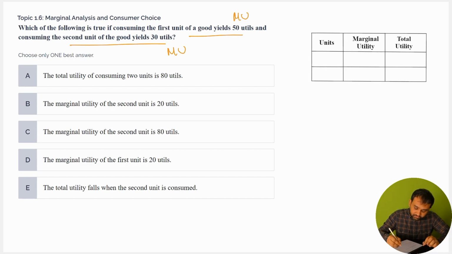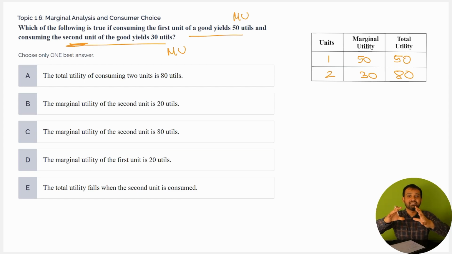So when you consume the first unit, you get 50 utils. Then your total utility is also 50, because so far you have only consumed 1 unit, and that unit's marginal utility is what you have got in total. Now, the second unit alone is giving you 30 utils. So what is the total utility of consuming 2 units? It's the marginal utility of the first unit and the marginal utility of the second unit. So you add these two together and you get 80 utils.